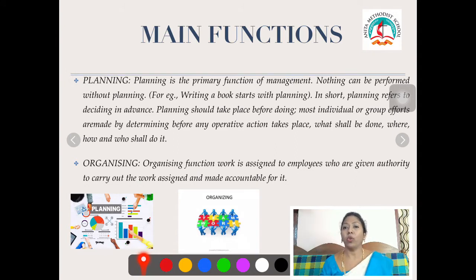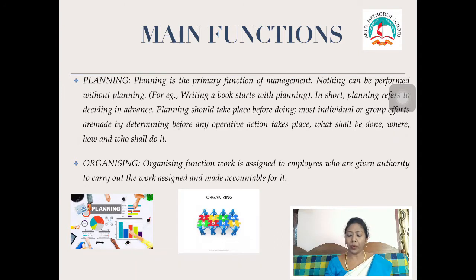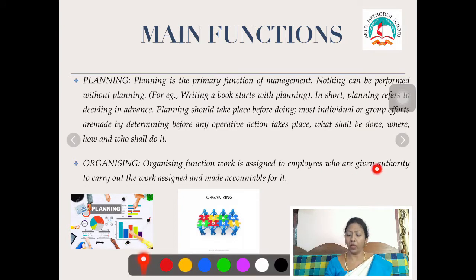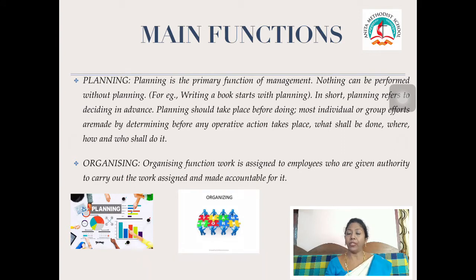Next, we will see what is called organizing. After planning, that is deciding what to do for a company, next we have to decide who is going to perform. So, assigning the authority for the people to do their work is called organizing. Organizing is the process of establishing harmonious relationships among the members of an organization and creating a network of relationships. The next step will be organizing, that is assigning the employees the work that they have to do.